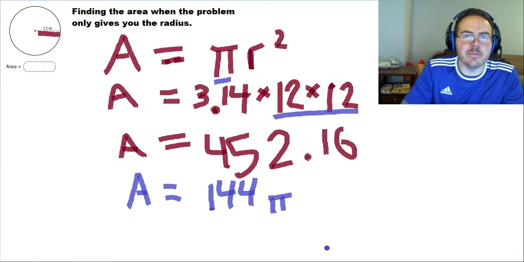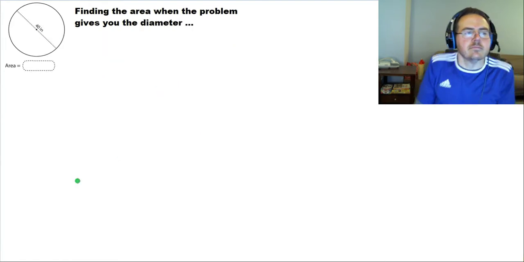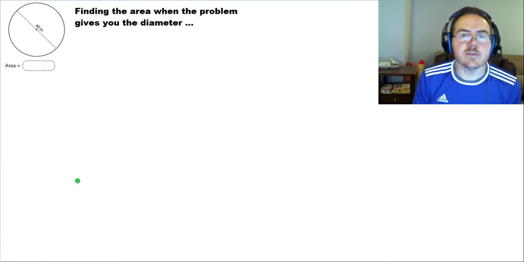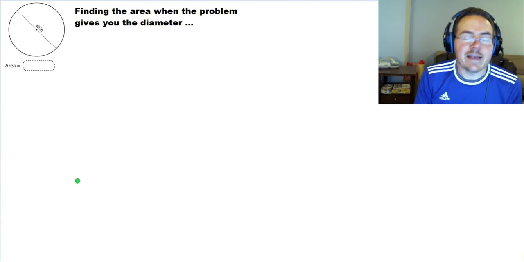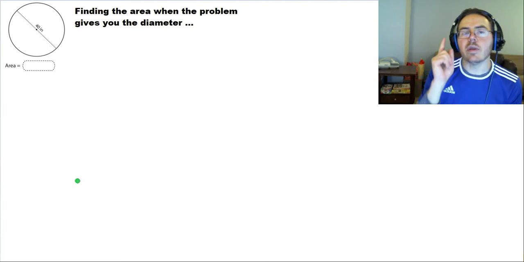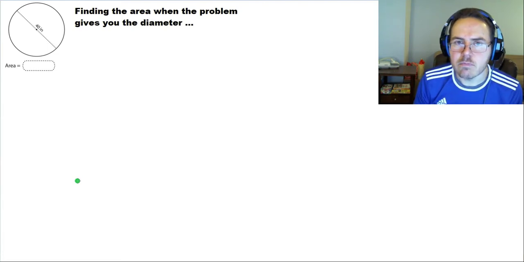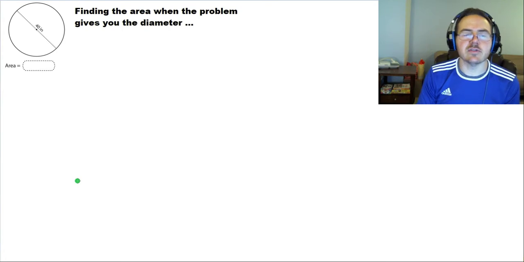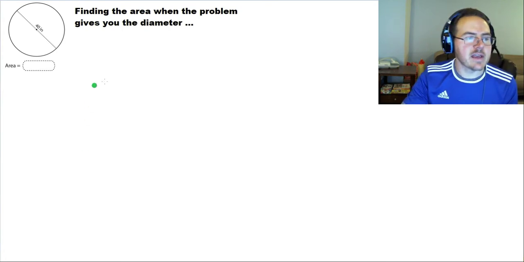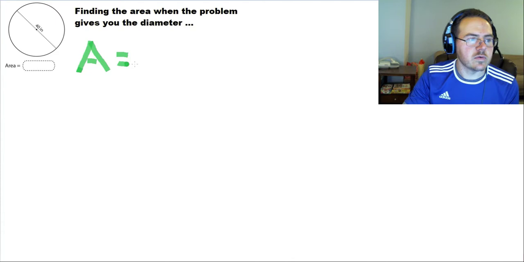Let's get into problem number 2. So this problem is a little different. It's asking us to find the area just like problem number 1, except that this one is giving us the diameter, not the radius. So we have a little bit of extra work to do. Let's get started. The first thing I'm going to do is write down my formula for area. The area of this circle is going to be equal to pi r squared.